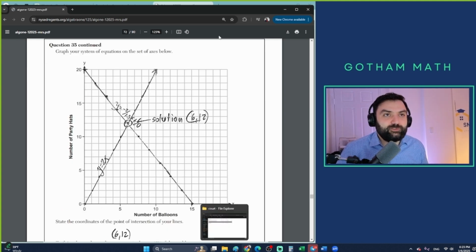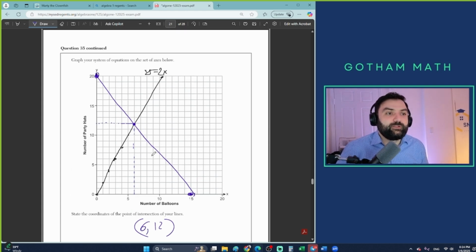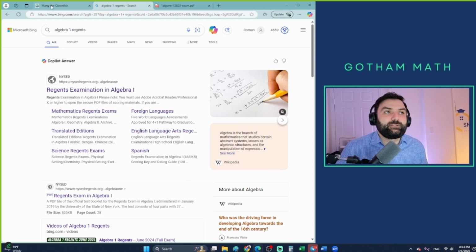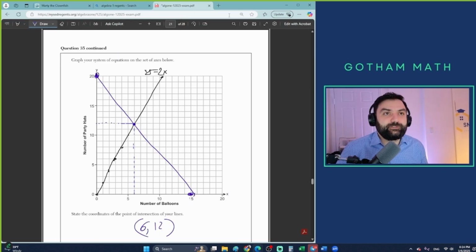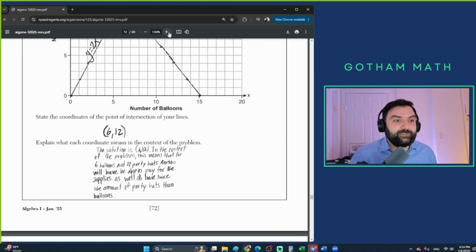6, 12. Do I have something close to 6, 12? Guys, I think I have exactly 6, 12. I did it without a ruler. 6, 12. Explain what each coordinate means in the context of the problem. So if she buys 6 balloons, she can buy 12 party hats. So let's see the answer. Full credit one.